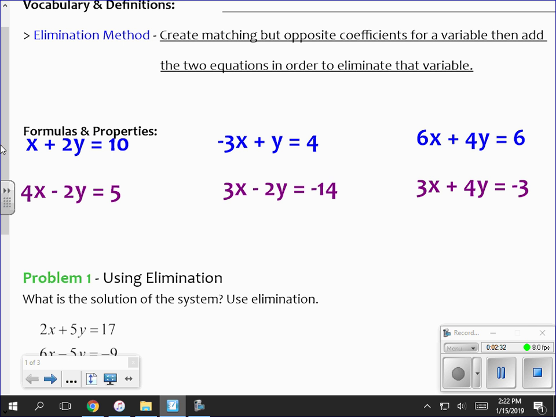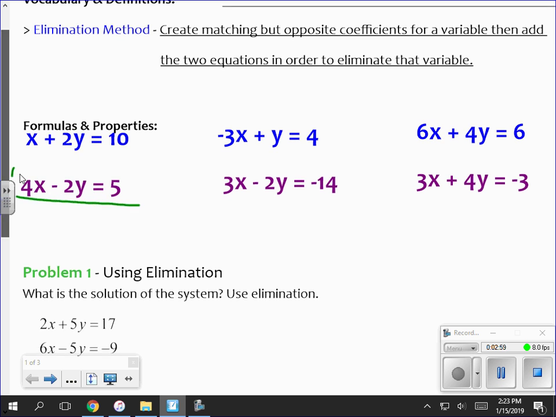I have in the first set of equations, x plus 2y equals 10, 4x minus 2y equals 5. If I look at this, my 2y and negative 2y are exactly the opposite, plus 2 and minus 2. Whenever I have a variable where the coefficients are exactly the opposite, what I can do is add the two equations.